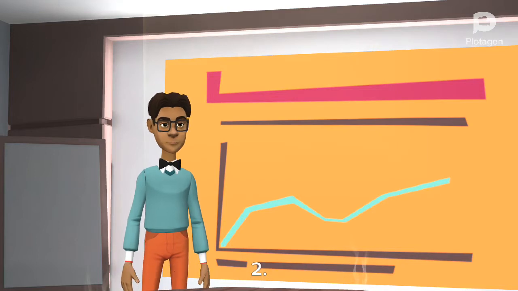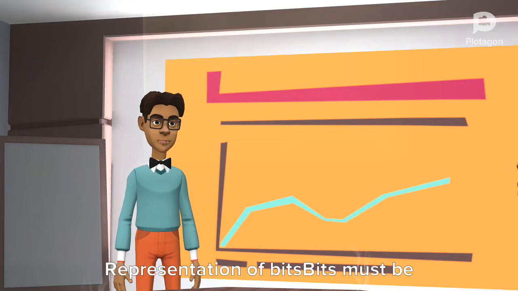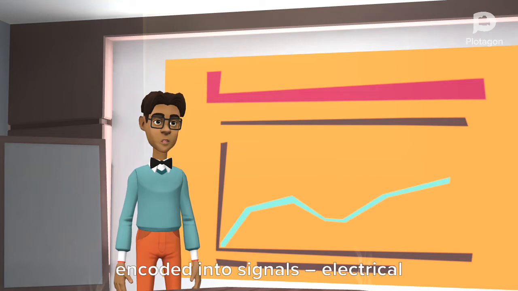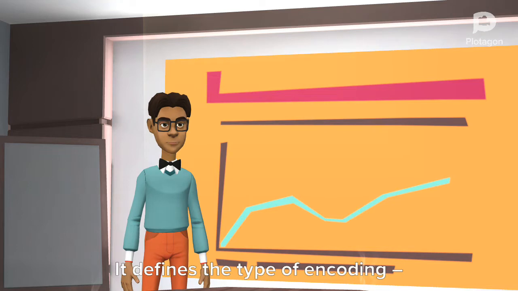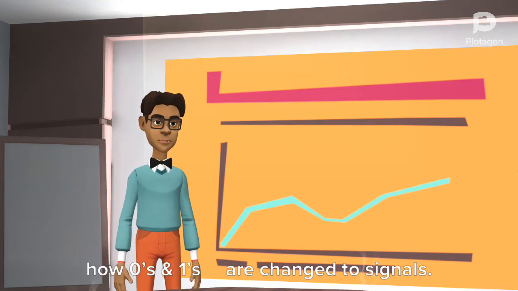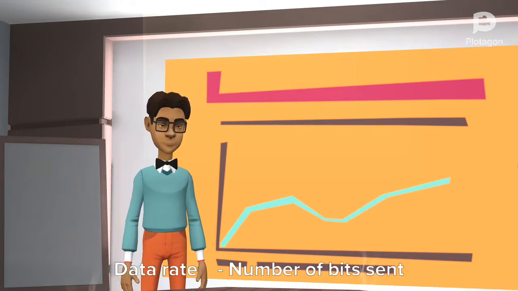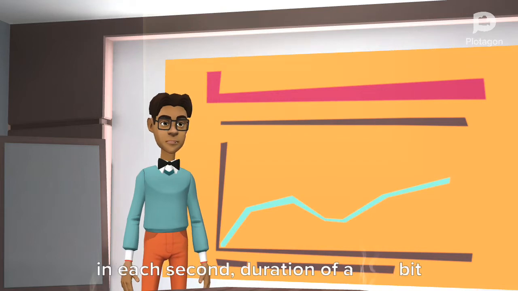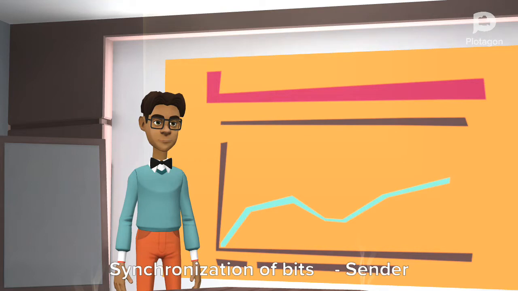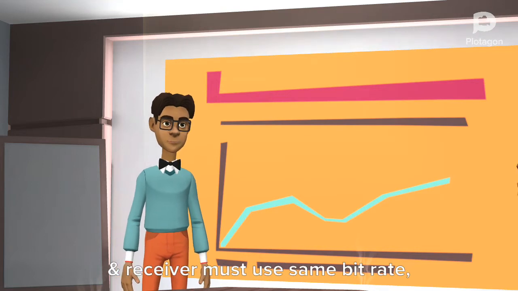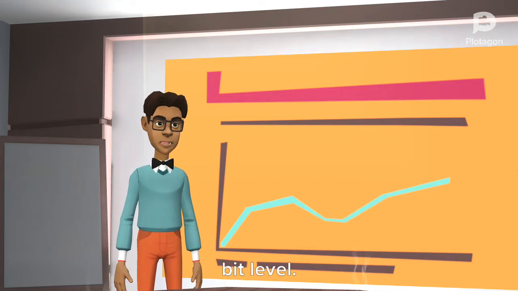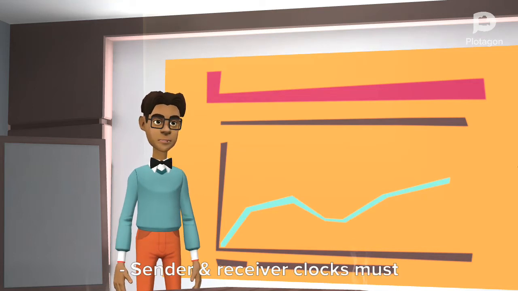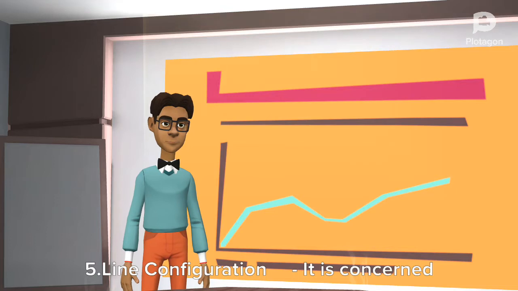2. Representation of bits. Bits must be encoded into signals, electrical or optical, during transmission. It defines the type of encoding, how 0s and 1s are changed to signals. 3. Data rate: the number of bits sent each second, the duration of a bit, etc. 4. Synchronization of bits. Sender and receiver must use the same bit rate and must be synchronized at the bit level. Sender and receiver clocks must be synchronized.